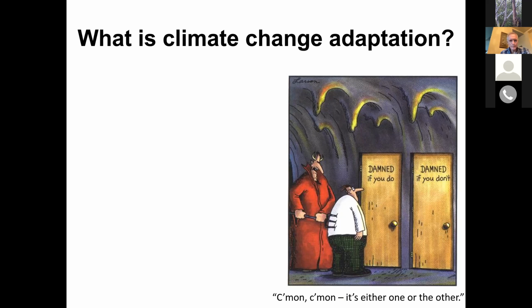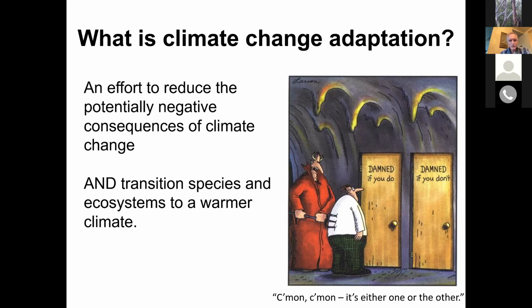The term that's most commonly used in terms of response is adaptation, climate change adaptation. Now, that's usually defined as a way to reduce the potentially negative outcomes that climate change may have on natural resources. But it's also important to think that adaptation is going to help us transition species and ecosystems to a warmer climate, as well as organizations who manage those ecosystems.